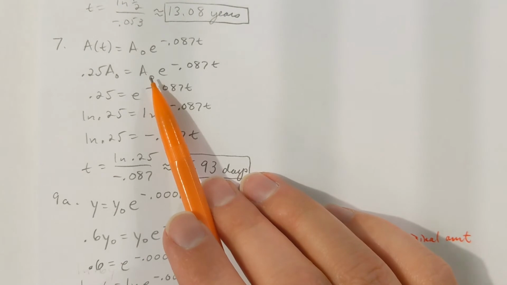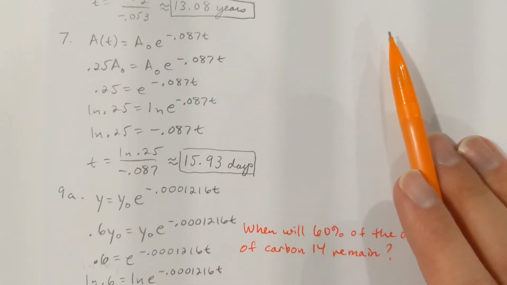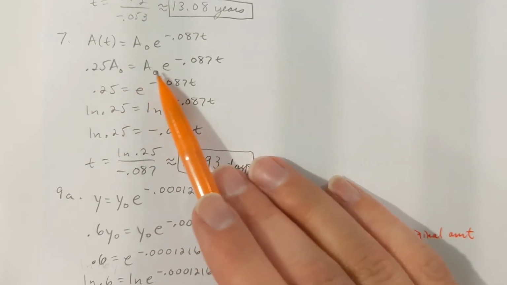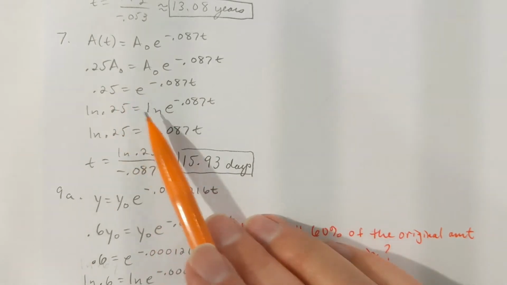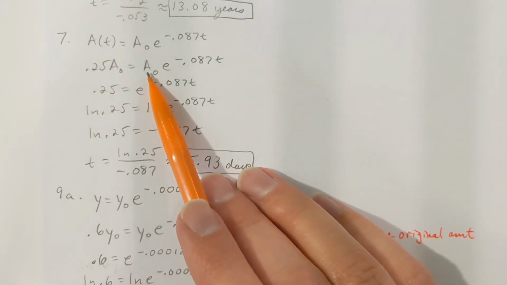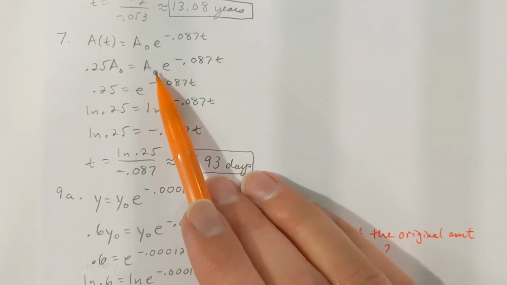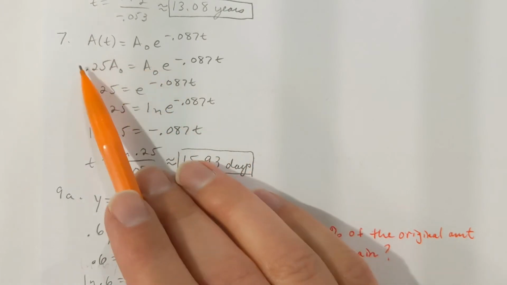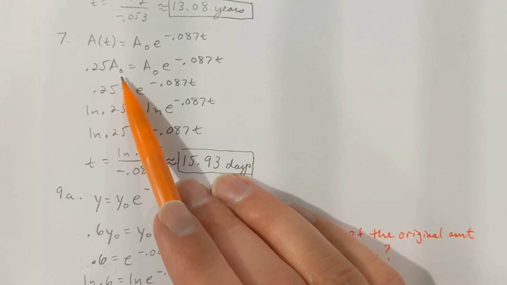A sub 0 is the initial amount of iodine in the sample. Now, they're not giving us a number like they were giving us a number in the last problem. That's okay. Whatever the amount of iodine is in the sample, I want to know how long it's going to take to get down to 25% of that original amount. 0.25 times A sub 0 would be 25% of the original amount. And so that's the expression that I'll want on the left side of this equation.